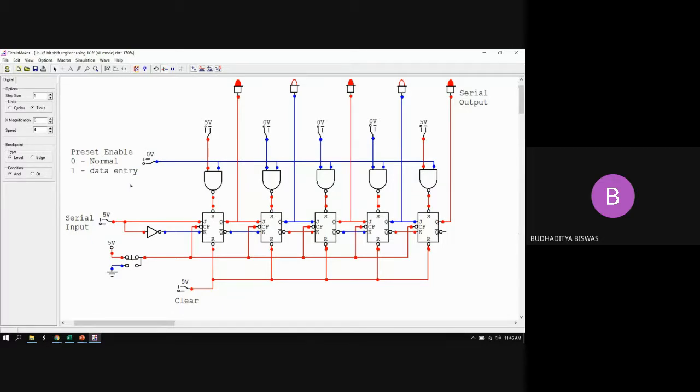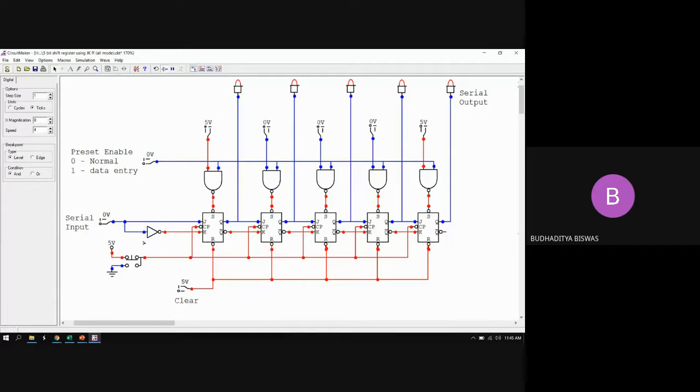And if you want to take the data from the register, then we connect the input device here at the serial output and give 5 clock pulses. On the occurrence of the clock pulse, the data are shifted towards the right direction and go out. So this is called the serial in, serial out.